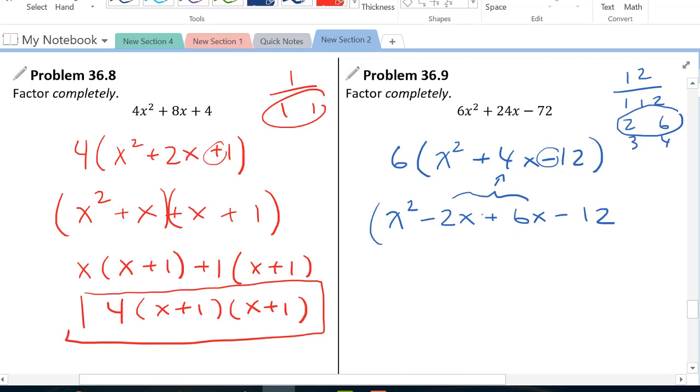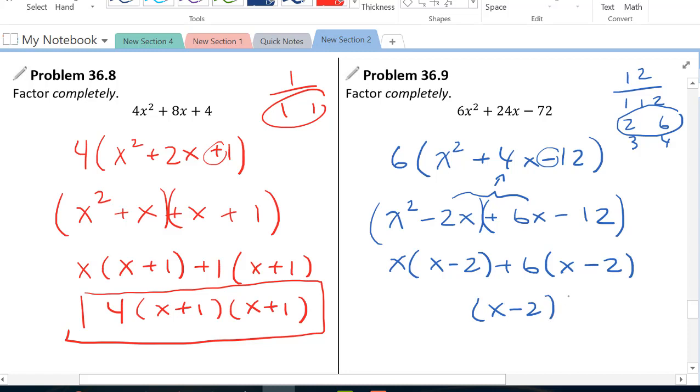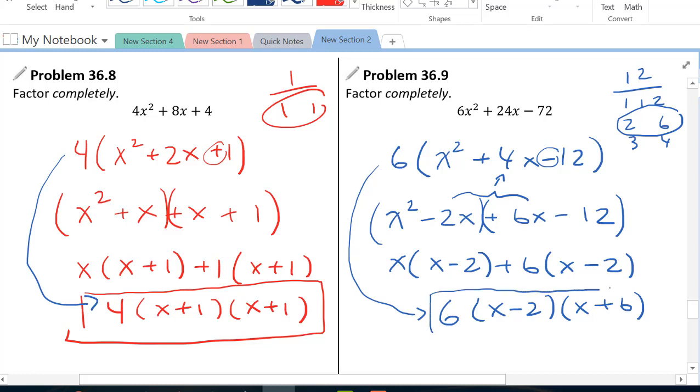It does. Group. What can I factor from the first two? I can pull out an x, x minus 2. What can I factor from the next two? Positive 6, x minus 2. What's in common? X minus 2 times x plus 6. And then don't forget your friend that went on vacation. Bring down the 6. Okay, I forgot to do it here actually. 6. Alright, that's the answer, fully factored.